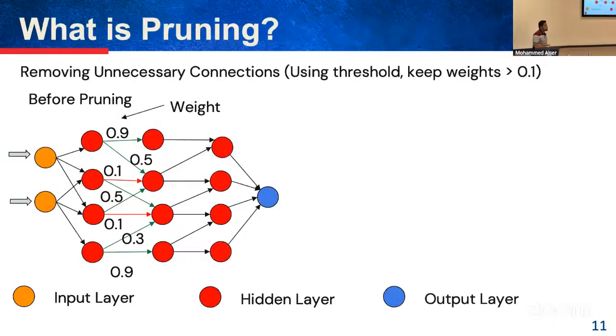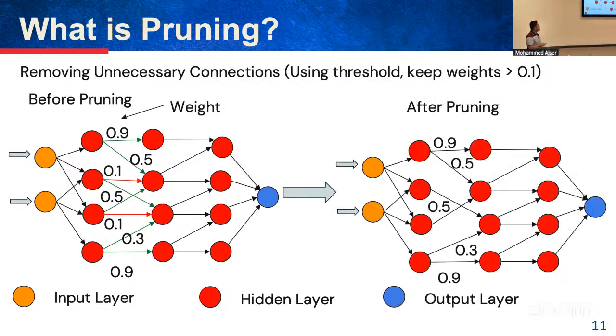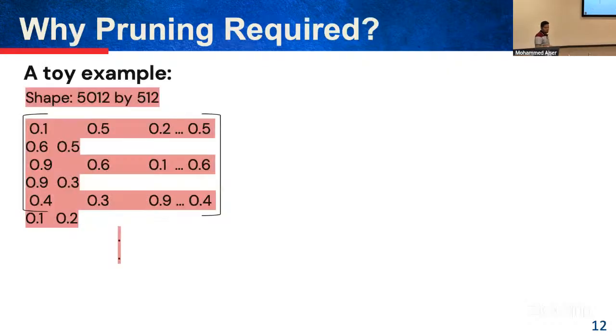So pruning. What is actually pruning? For example, we keep a threshold. We want to keep only the weights that are greater than 0.1. For example, here we can see that the two weights have values 0.1 and 0.1, so then we can see that this connection has been removed, right? Removed. So this is called pruning. So go next.